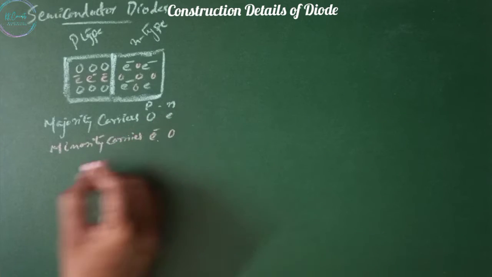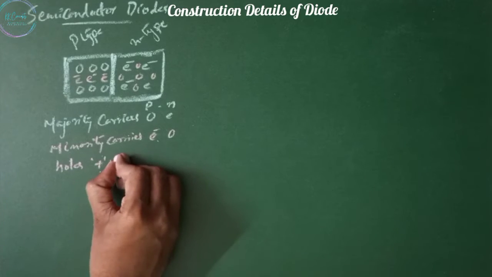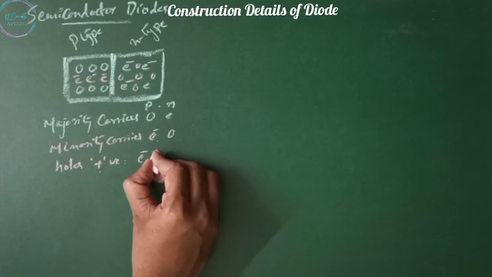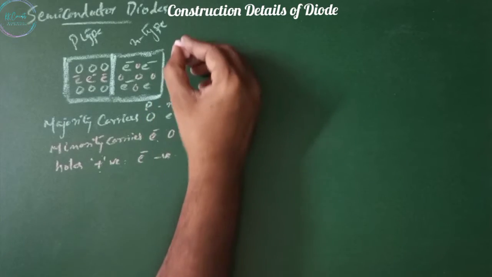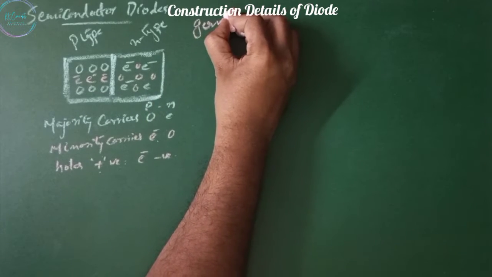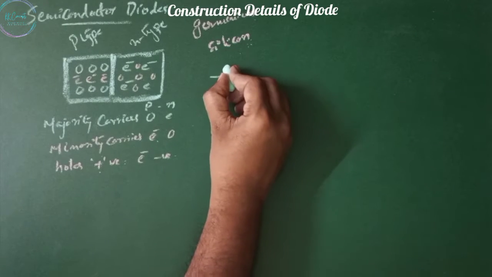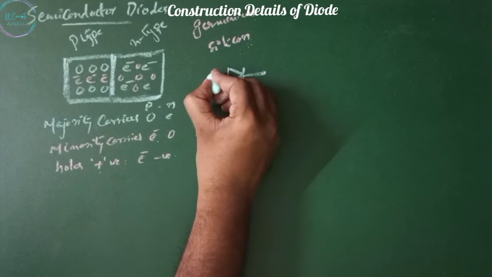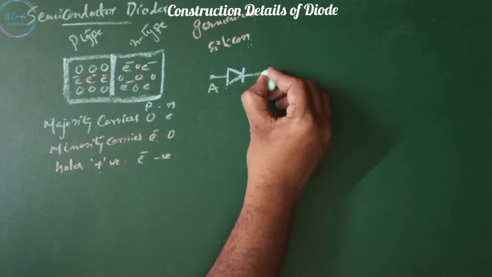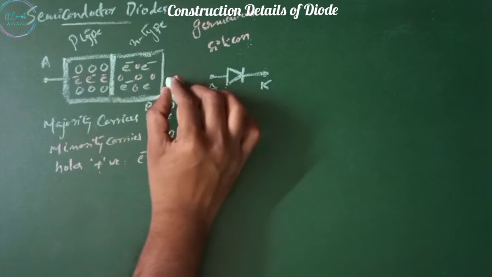Holes are positive charges and electrons are obviously negative. This diode or PN junction is made up of germanium or silicon. It is represented by a symbol like this with the two terminals, anode and cathode. This is the anode, and here is the cathode.